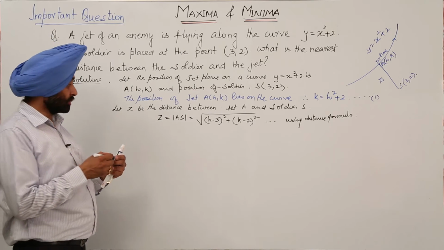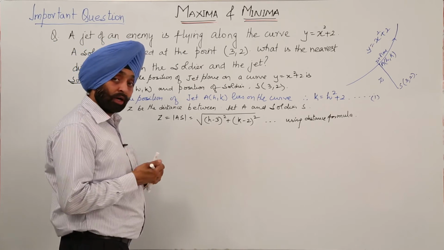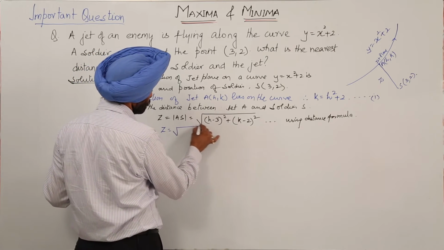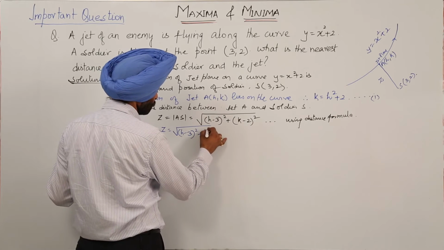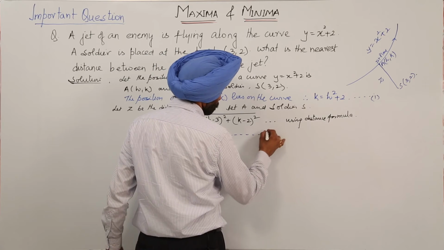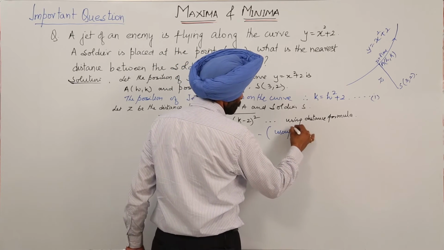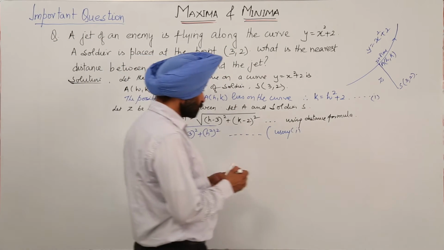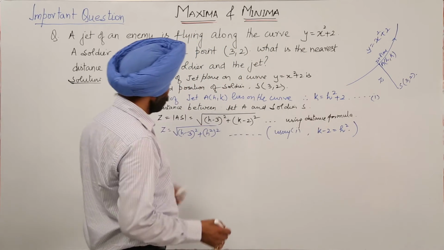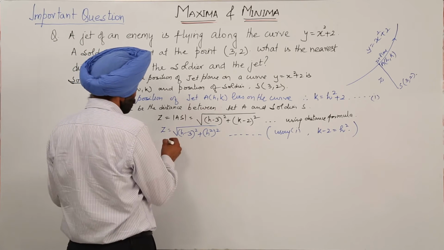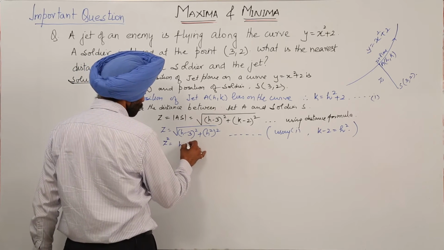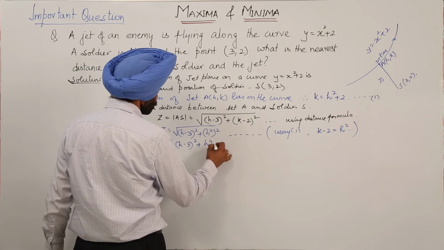Now let's play a small trick for solving this question. Let's see how I am converting two variables into one single variable. So z is equal to the square root of (h minus 3) whole square plus (h square) whole square. Dear guys, from where did I get this? I got it using 1: k minus 2 is equal to h square. So in place of k minus 2 we have put this. Squaring both sides, z square is equal to (h minus 3) whole square plus h to the power 4.